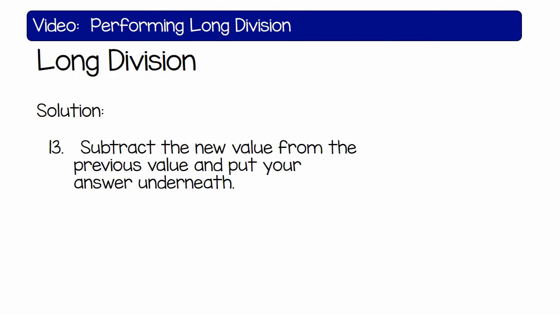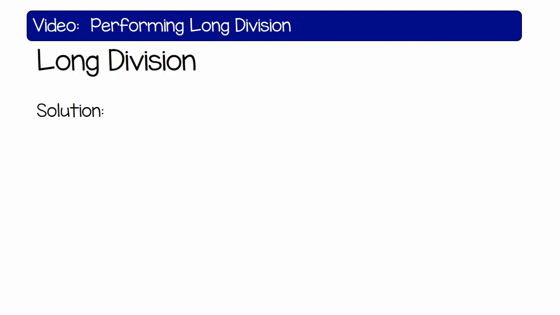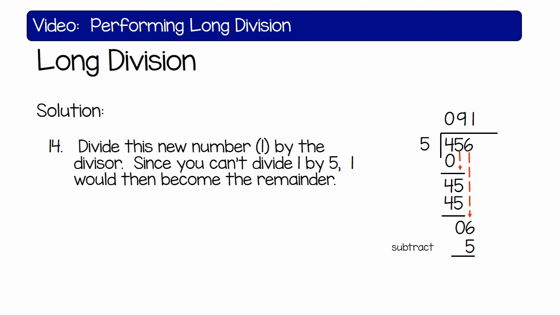Now, subtract the new value from the previous value and put your answer underneath. 6 subtract 5 is 1. Divide this new number 1 by the divisor. Since you can't divide 1 by 5, 1 would then become the remainder.